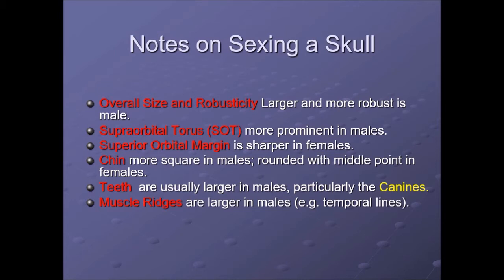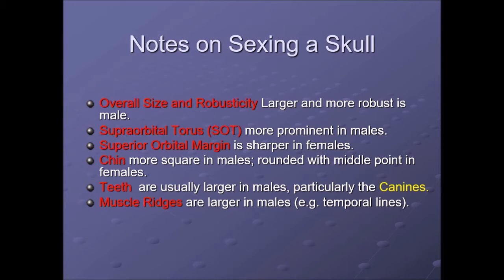The chin, males tend to have a more squared off chin. Females tend to have a rounded or pointy chin. Teeth are usually larger in males, particularly the canine teeth. We'll see that in a minute. The canines, those are your vampire teeth. Those are the teeth over here in the corners of your mouth. As you smile, you can see them quite clearly.